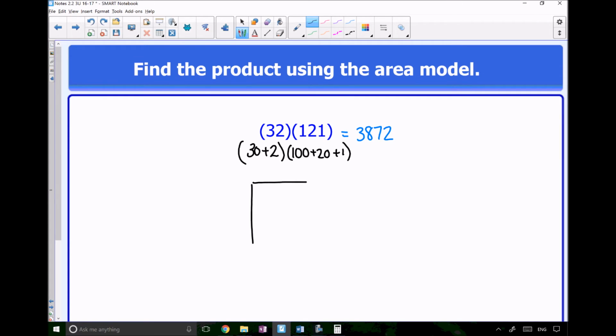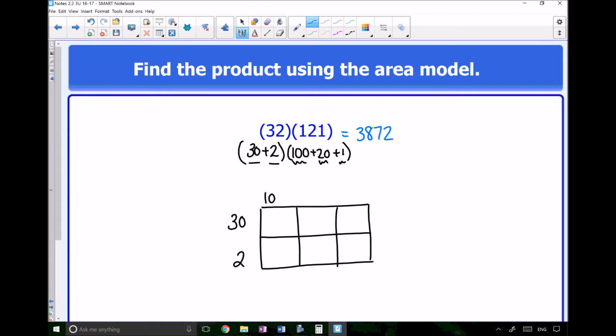So what I'm going to do is use an area model, and since this is two terms, I will have two sections on my area model going this way, and then here I have three terms, so I'll split this up into three different sections. So I have a 2 by 3 or a 3 by 2, okay? And I'm going to put 30 here, I'm going to put 2 here, I'm going to put 100 here, and then 20 here and 1 here.